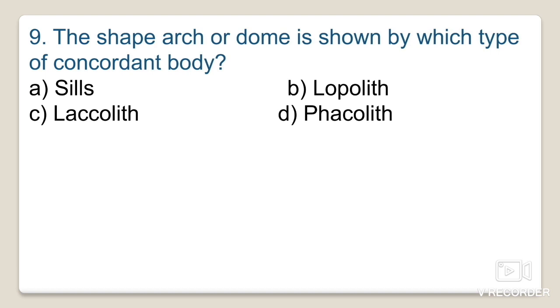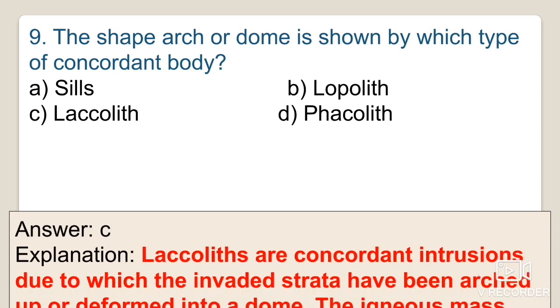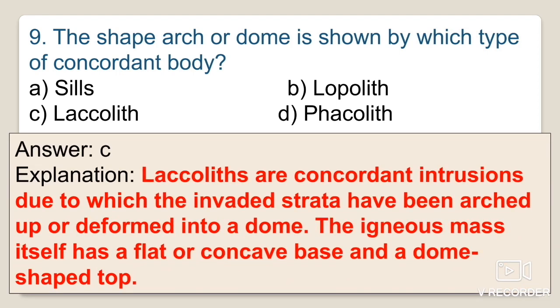And next one is, the shape, arc, or the dome is shown by which type of concordant body? Okay, now you can answer. The dome shape, as I have already told, that is the shape of an arc or dome, so that will be laccolith. Options are sills, laccolith, lopolith, phaccolith, same options, but the option is laccolith.